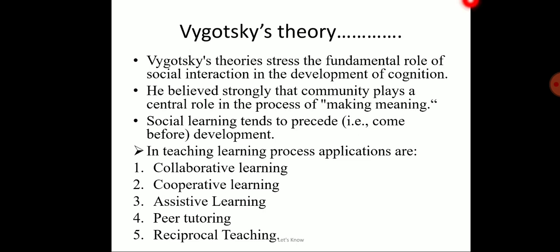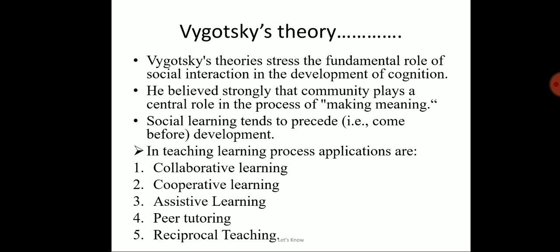Here you see it is given, social learning comes before development. That means learning leads to development, which is opposite to Piaget. Both are correct in their perspective, both are correct in their way. Okay, none is a mistake. You cannot blame a particular theory that it is wrong.